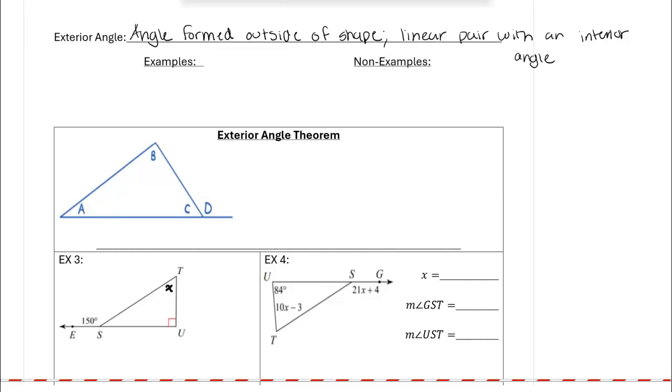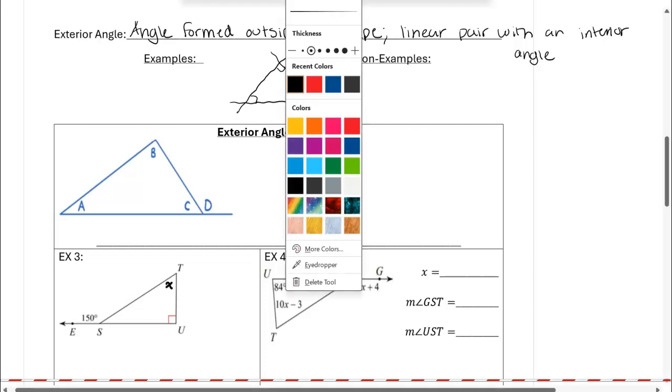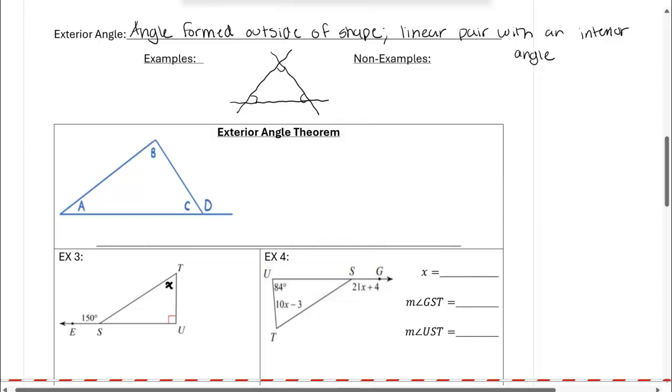Okay, so what do I mean by this? So let's draw an example here. So I'm going to draw a triangle, and I'm going to extend the sides a little bit so we can see this better visually. Okay, so here are interior angles for our shape, right? Now here are our examples. I'll mark these in green. So those form a linear pair with the interior angles, right? So we can see that there.